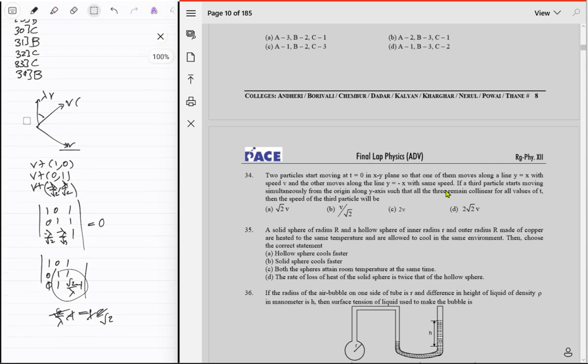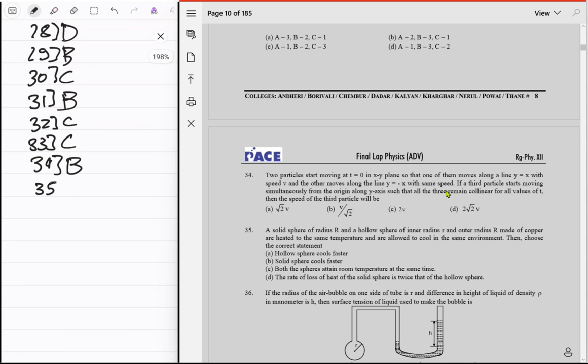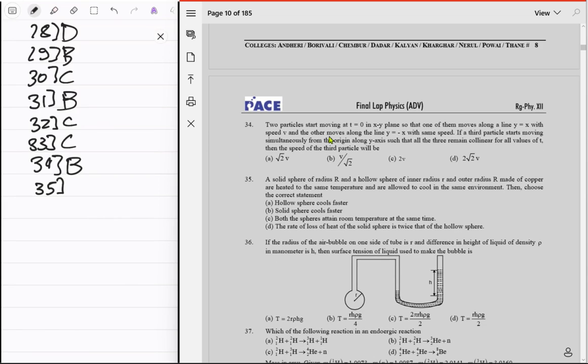35. A solid sphere of radius r and a hollow sphere of inner radius r and outer radius capital R are made of copper, heated to the same temperature, and allowed to cool in the same environment. Both are made of copper, right? Okay, then choose the correct statement.